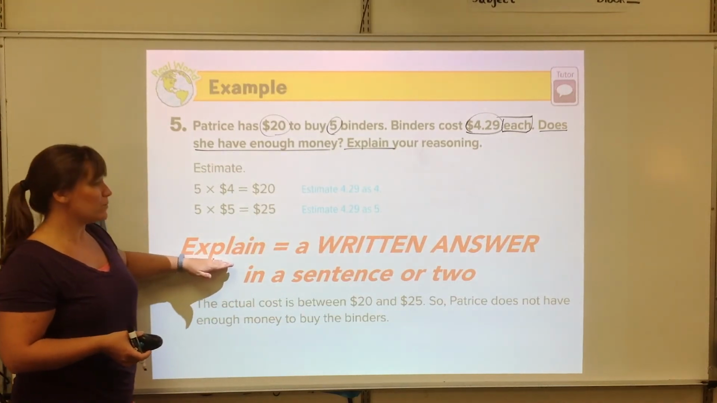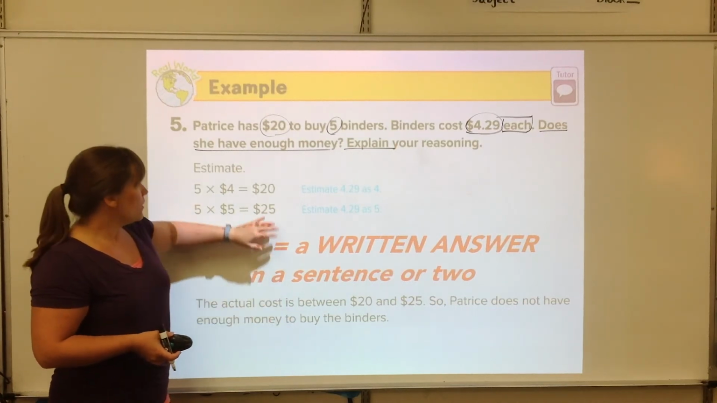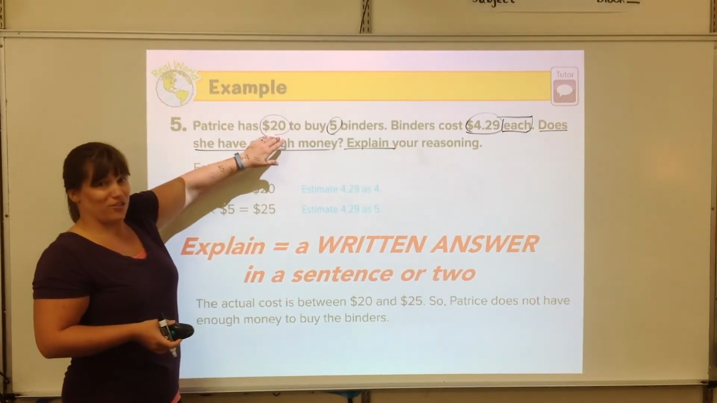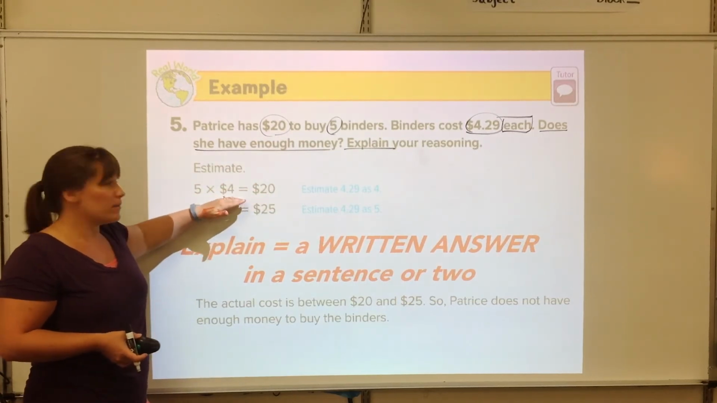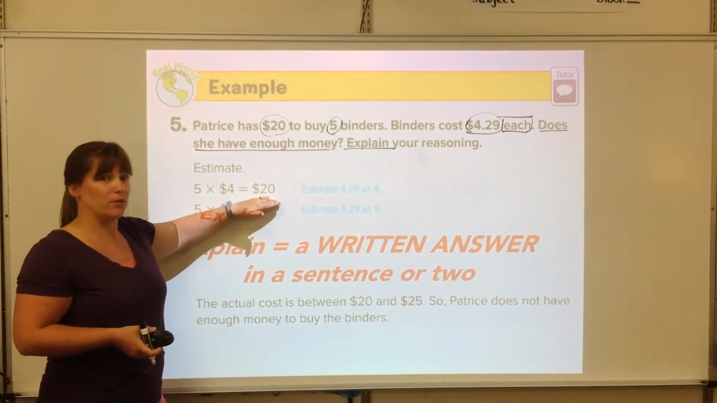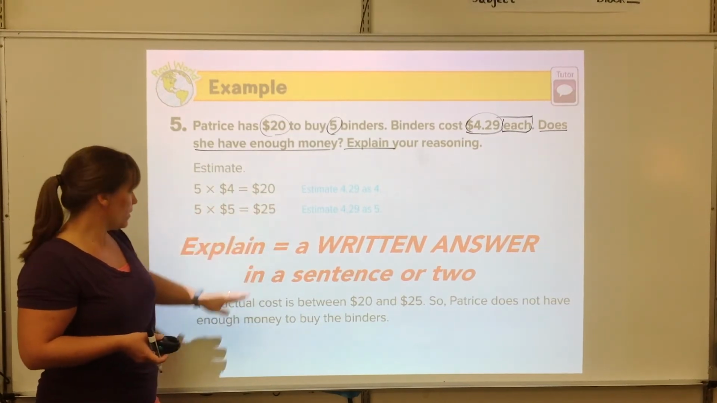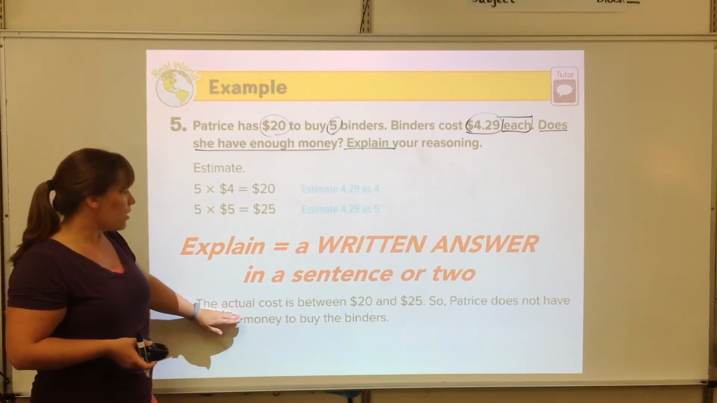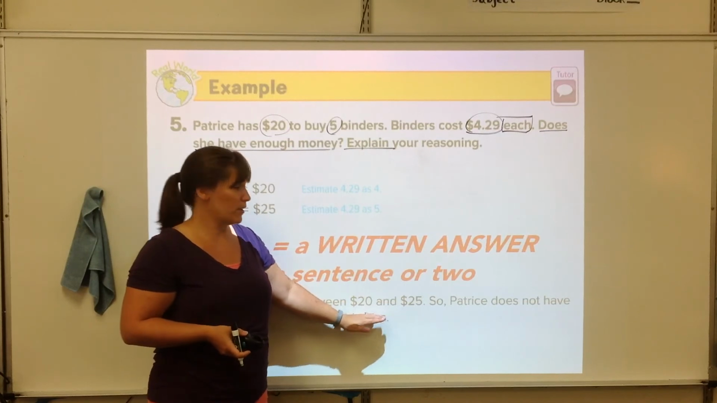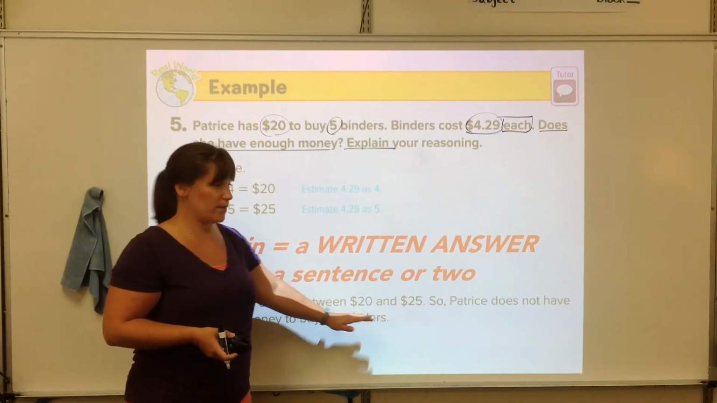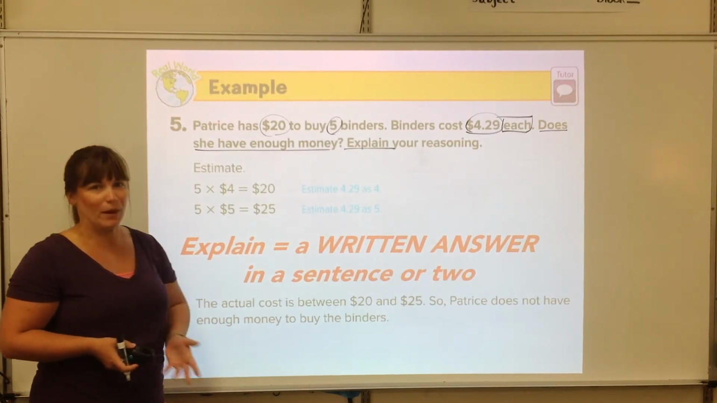So when we are explaining, we need a written answer in a sentence or two. Since we know she has only $20, when we estimated on the low end, it was $20. Do they cost $4 only? No, they're a little bit more. So the actual cost is between 20 and 25. It's not 20. So she needs more than 20. And so my sentence here is, so Patrice does not have enough money to buy them.